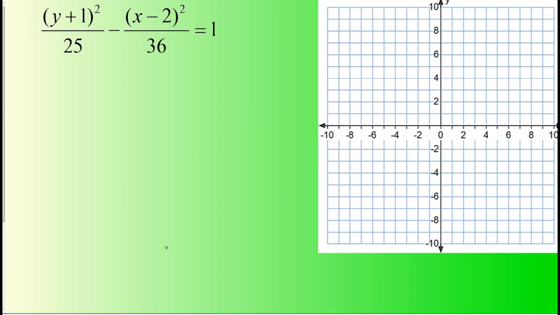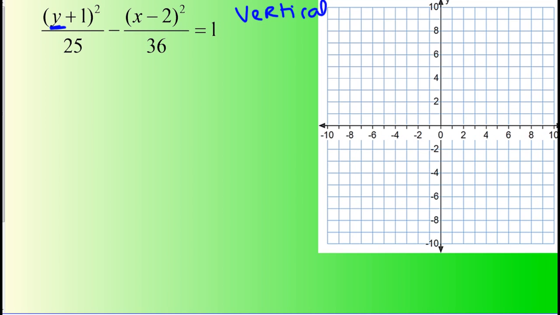All right, guys, we are ready for round 2. This time we are actually going to have our y in the front, right? We're going to have our y up here. So when we're graphing hyperbolas, if our y comes first, then it is going to be vertical, which simply means that my hyperbola is going to open to the top and the bottom, so up and down.